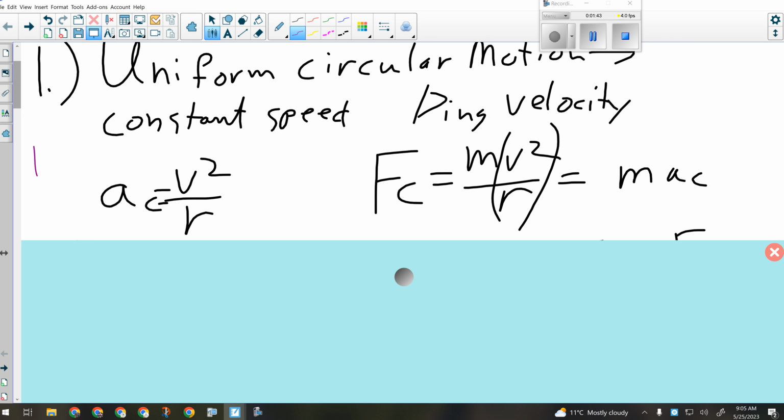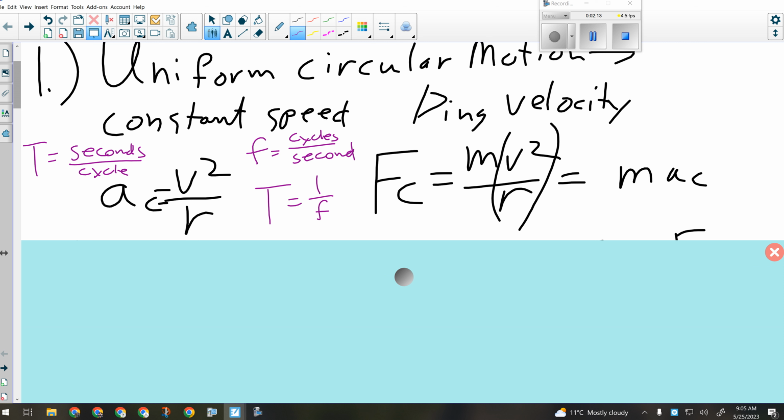So we learned about period. Period is the seconds for a cycle, or the time it takes to complete one orbit. Seconds per cycle. Whereas frequency is cycles per second. In other words, T equals 1 over f.